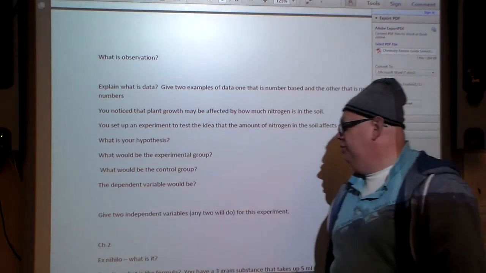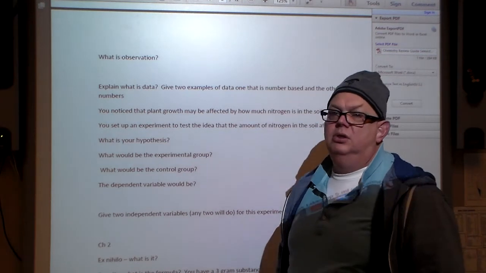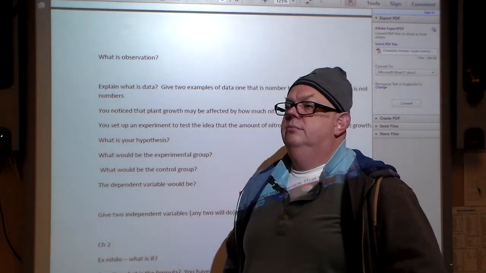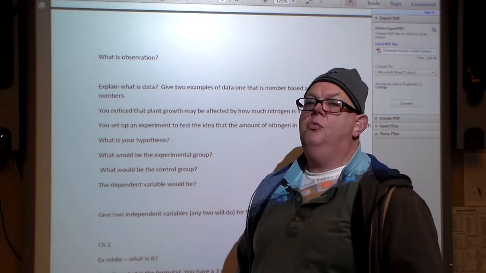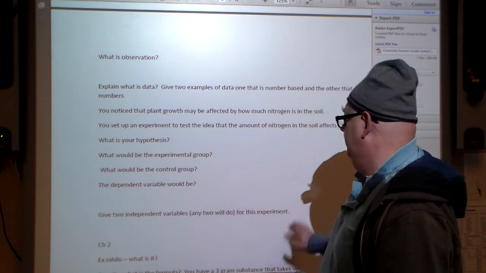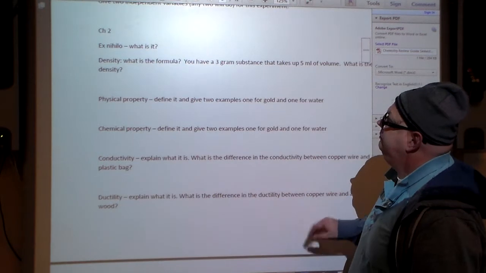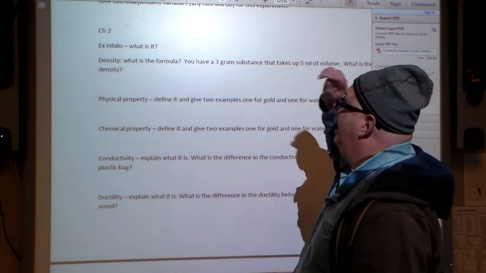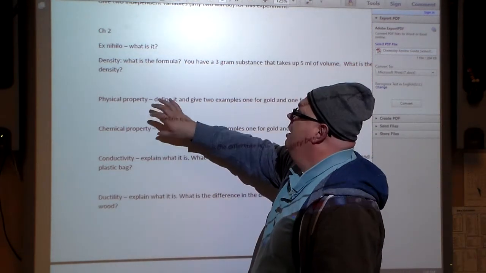Independent variables are things that don't get altered, like the amount of soil, the amount of water that you give in a plant experiment. Those are independent variables, okay? Chapter 2, ex nihilo, that's in the notes.